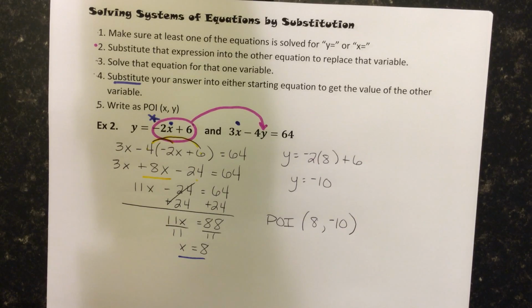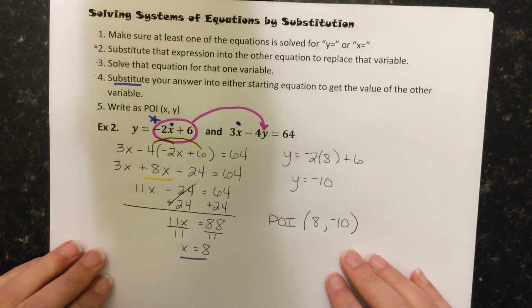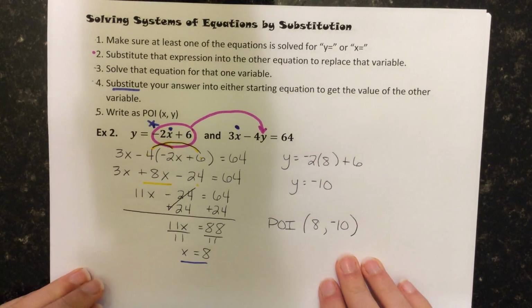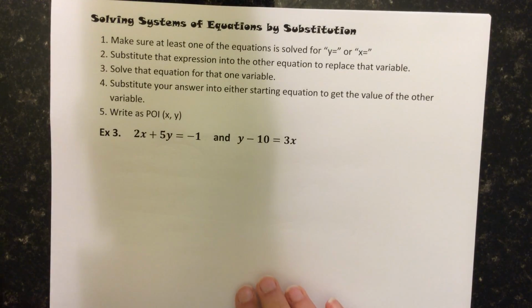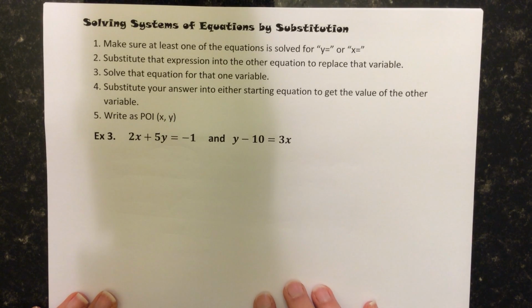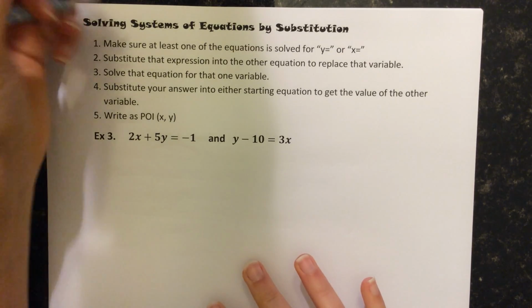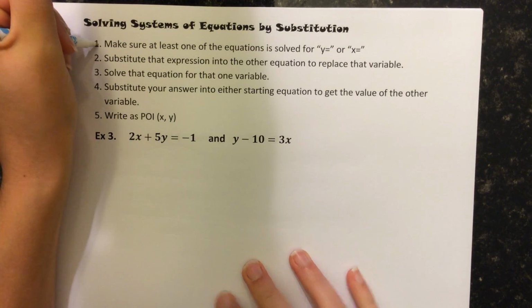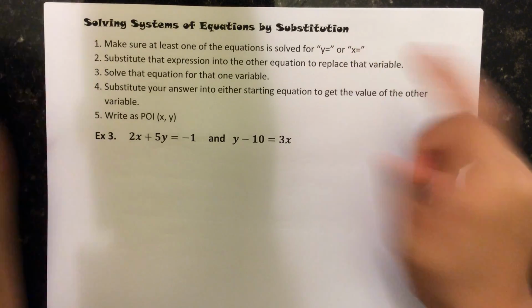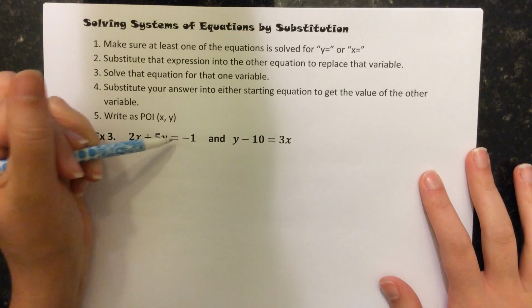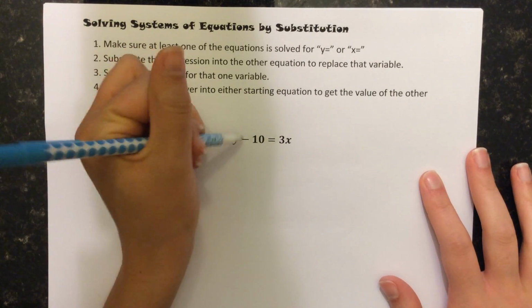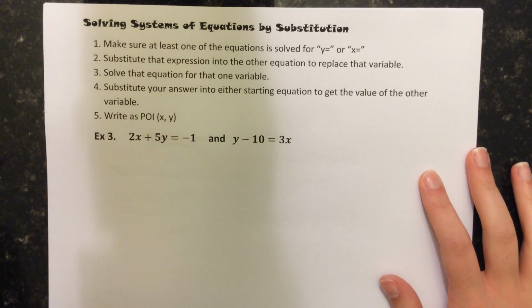All right. On to example number 3. Again, I have the steps listed for us here so that I can make sure I don't forget anything. So here's our example number 3. Again, I need to make sure at least one of the equations is solved for either y equals or x equals. This time, it's not. So x is not by itself here, neither is y. Same deal. Y is not by itself here, and neither is x.